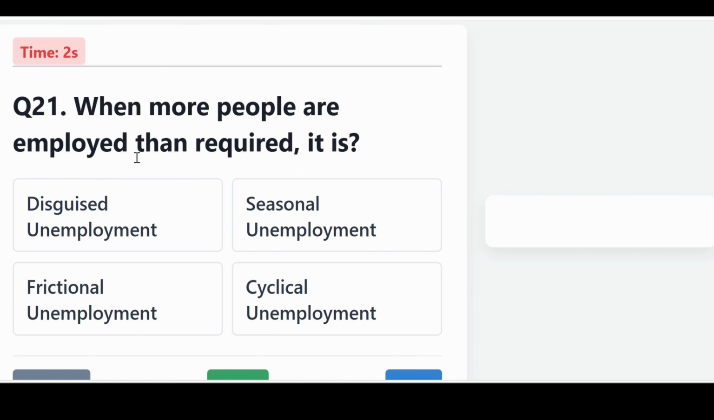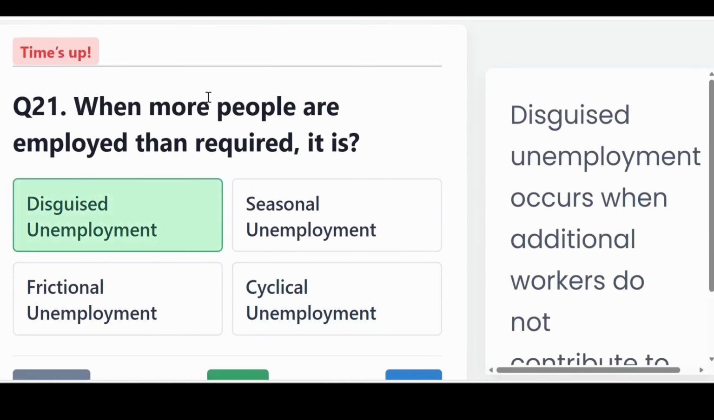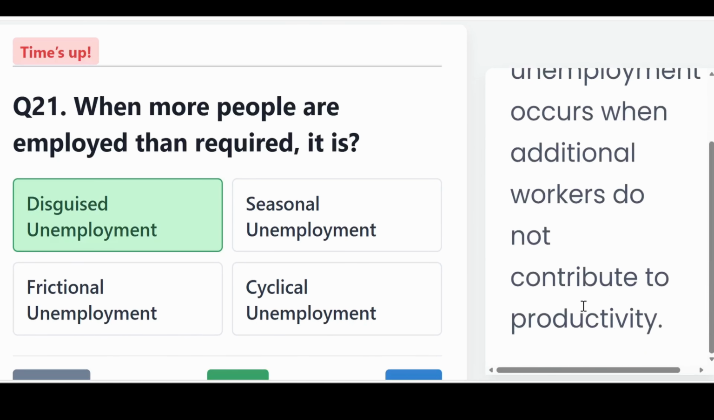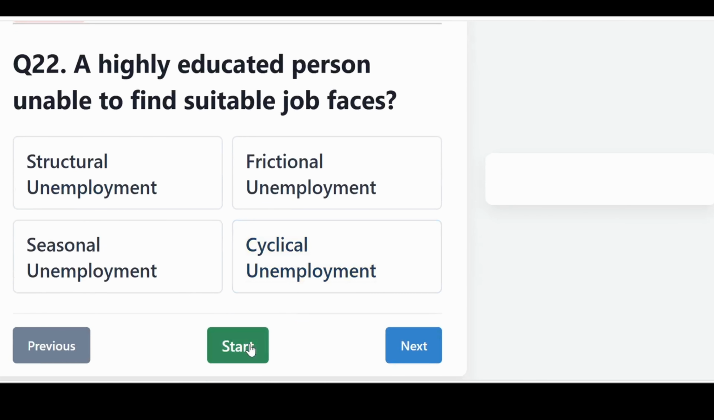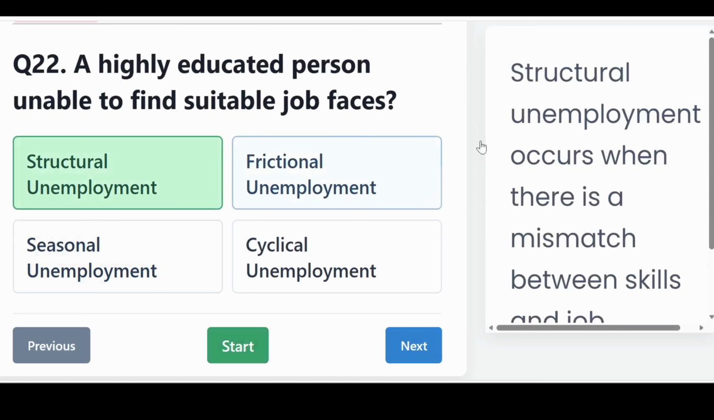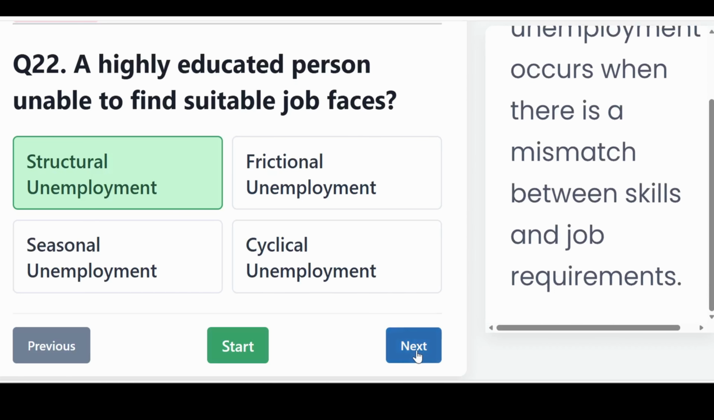When more people are employed than required, is it disguised, seasonal, frictional, or cyclical unemployment? The correct answer, disguised unemployment, occurs when additional workers do not contribute to productivity. A highly educated person unable to find a suitable job faces structural, frictional, seasonal, or cyclical unemployment? The correct answer, structural unemployment, occurs when there is a mismatch between skill and job requirement.